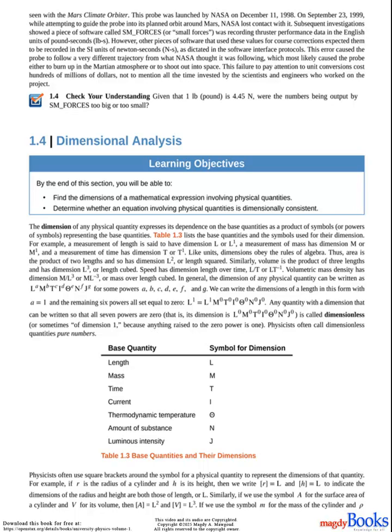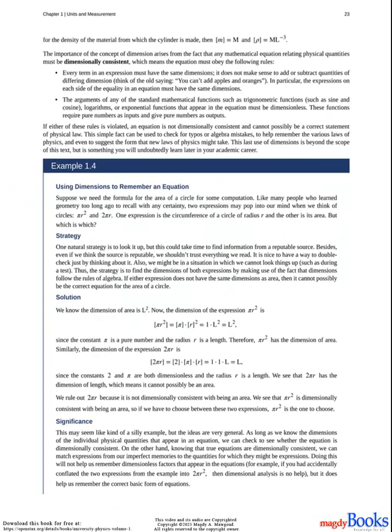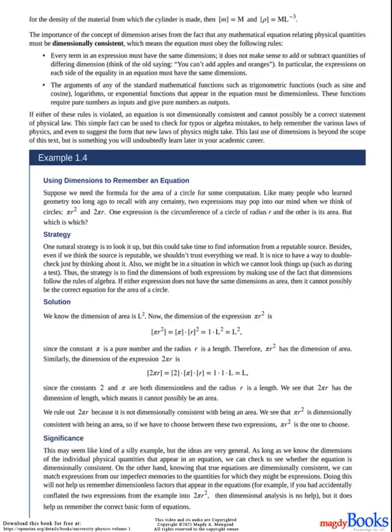If we use the symbol M for the mass of the cylinder, and ρ for the density of the material from which the cylinder is made, then [M] = M and [ρ] = ML to the power of -3.